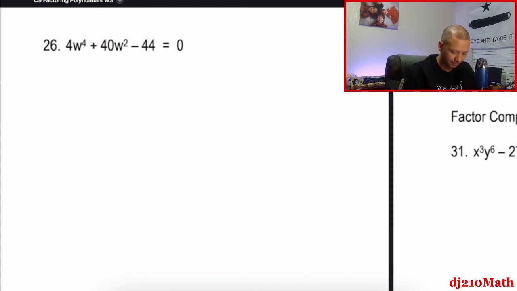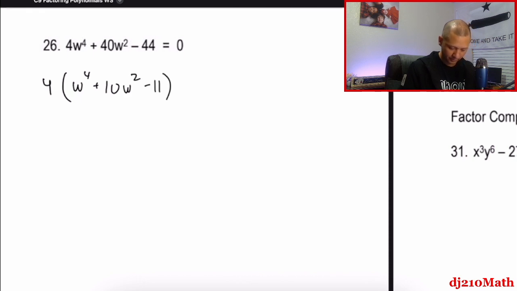Okay, 26. I'm definitely taking out a 4. So 4 w to the 4th, plus 10 w squared minus 11 equals 0. So can we factor the trinomial? Well, yes, because we're going to treat it like a quadratic. What 2 things multiply to make 11 that add up to 10, right? It's going to be 11 and 1.